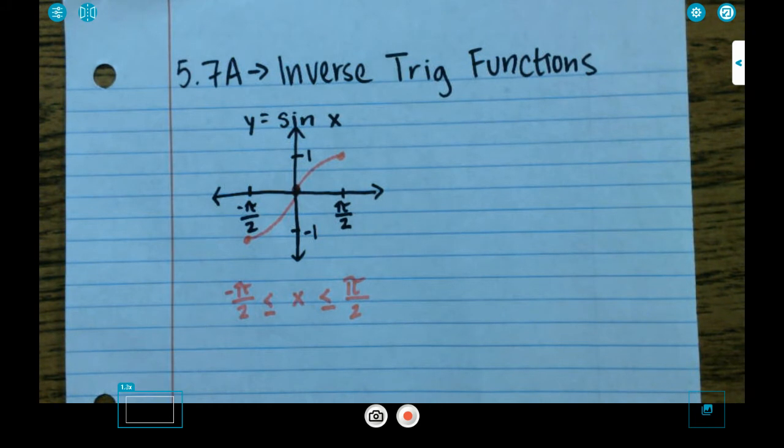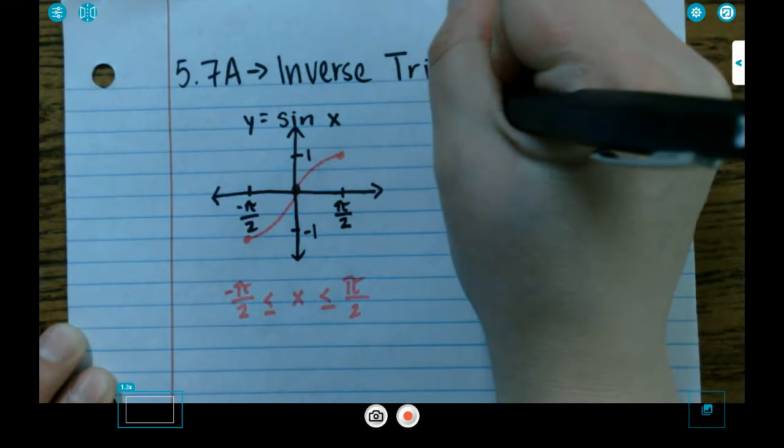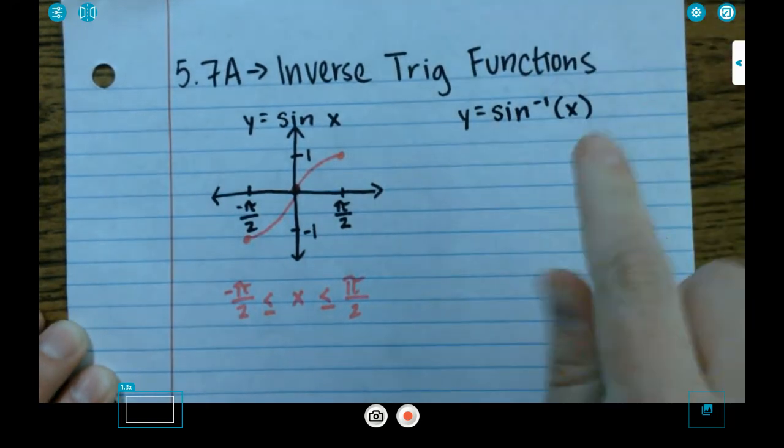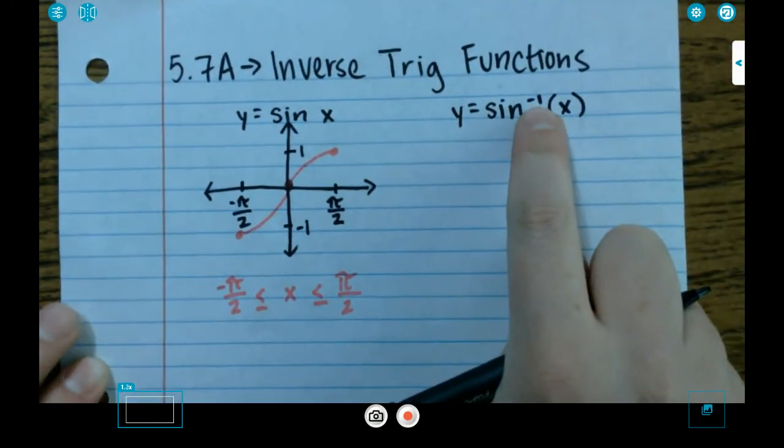So if you guys remember, inverses were essentially switching our x's and our y's. When we solved to find inverse functions first semester, we would replace f of x equals with y equals, switch x and y, and then solve for y again. So that's what we're going to be doing, switching our x values with our y values. So the graph of y equals sine inverse of x.